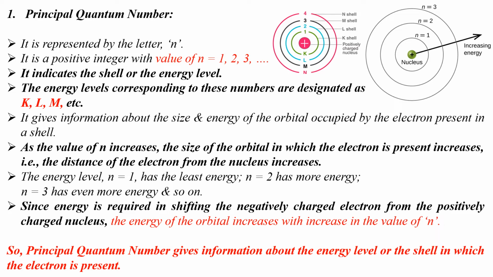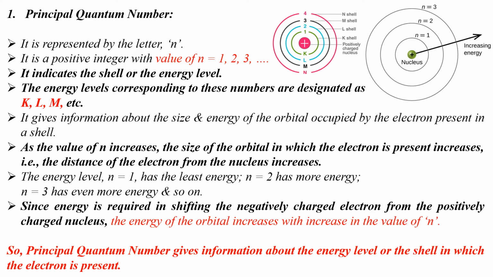In the top right corner, as the value of n increases, the size of the orbital in which the electron is present increases. That is, you can locate an electron at a distance far away when it is present in n is equal to 3 from the nucleus. So as the value of n increases, the distance of the electron from the nucleus increases. As a result, the size of the orbital in which the electron is present increases.